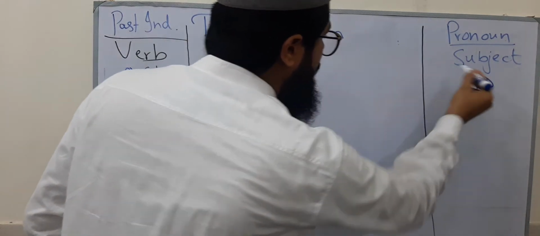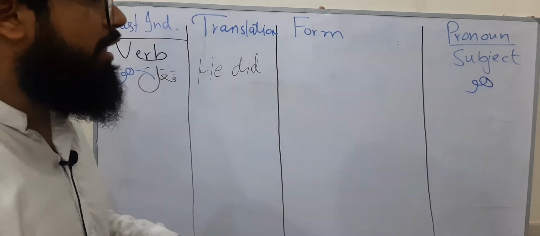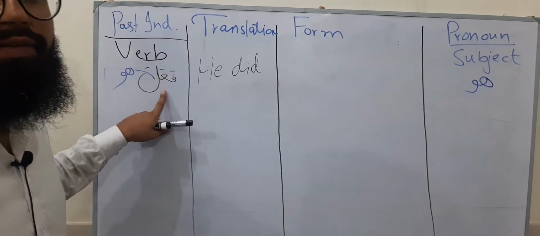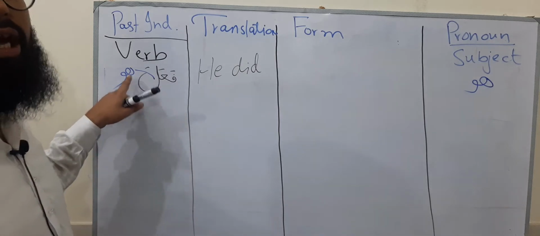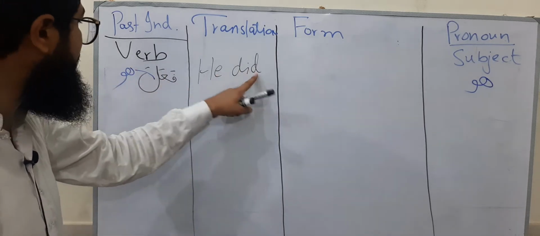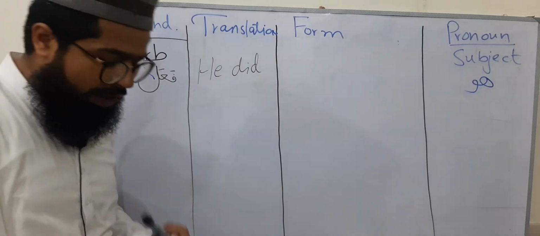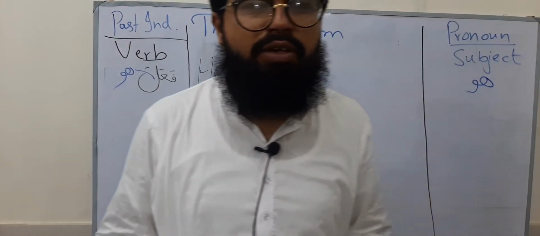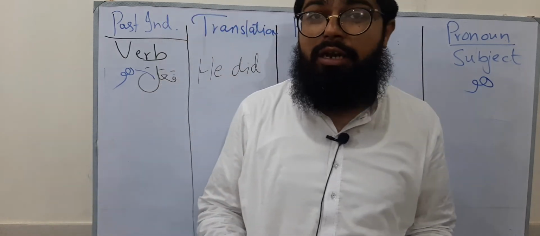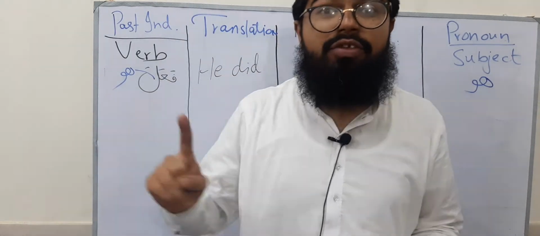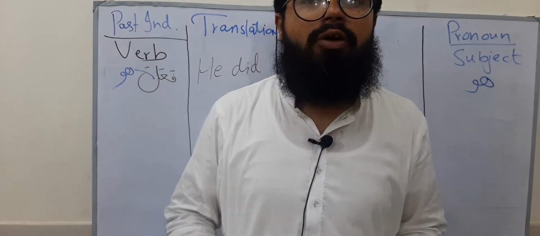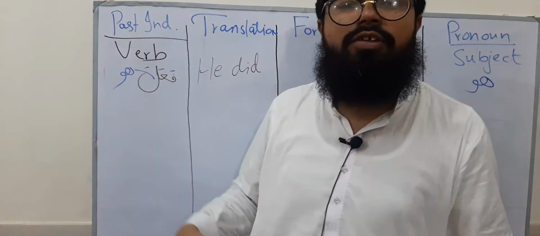And this huwa, which means he, is a subject. So fa'ala is a verb and huwa is a subject. Fa'ala means did, huwa means he. So fa'ala means he did. So this is the beauty of an Arabic language. Even though there is a single word, we articulate fa'ala, it means he did. So the word is single, but there are two meanings this word is conveying.